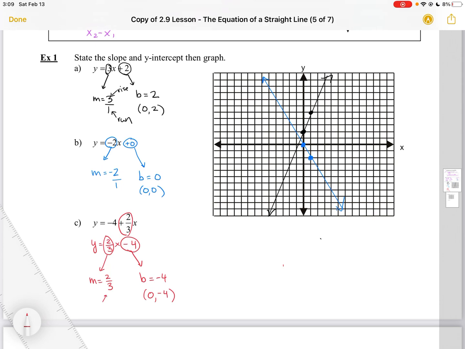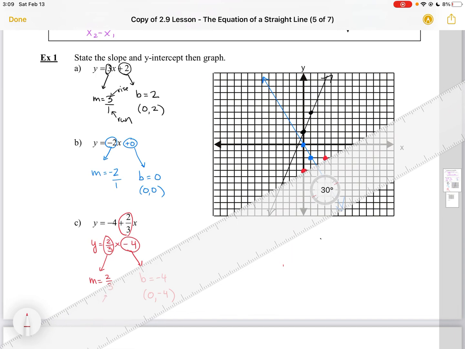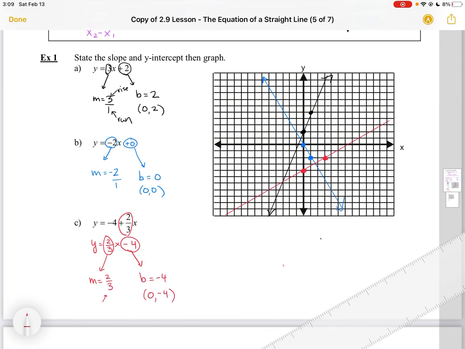So 1, 2, 3. So I'm put on my y-intercept, and then I'm going to use my rise of 2 and run of 3 to get to my next point. Now I have 2 points, and so I'm going to use my ruler to go through, add arrows on the end, and now I've graphed my line using the slope and y-intercept.